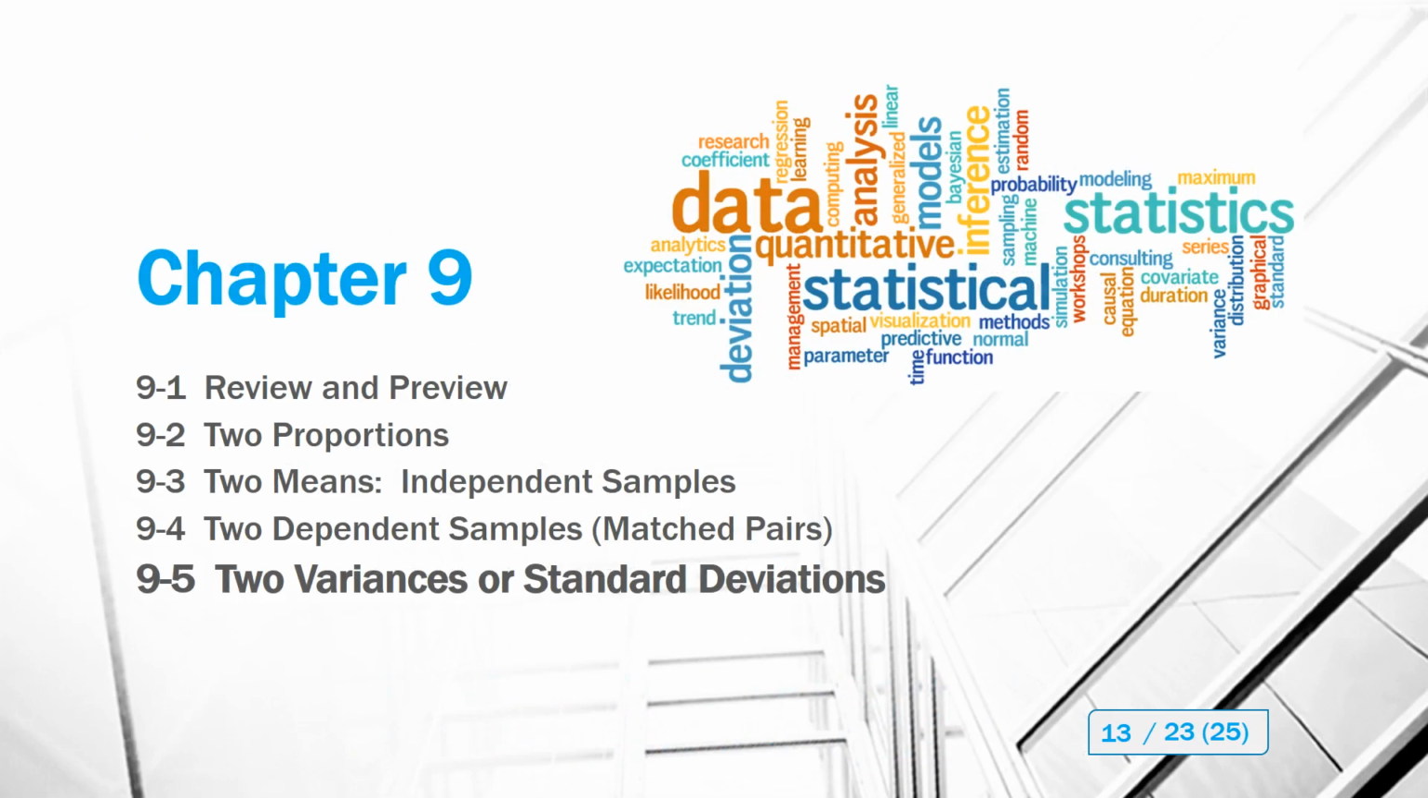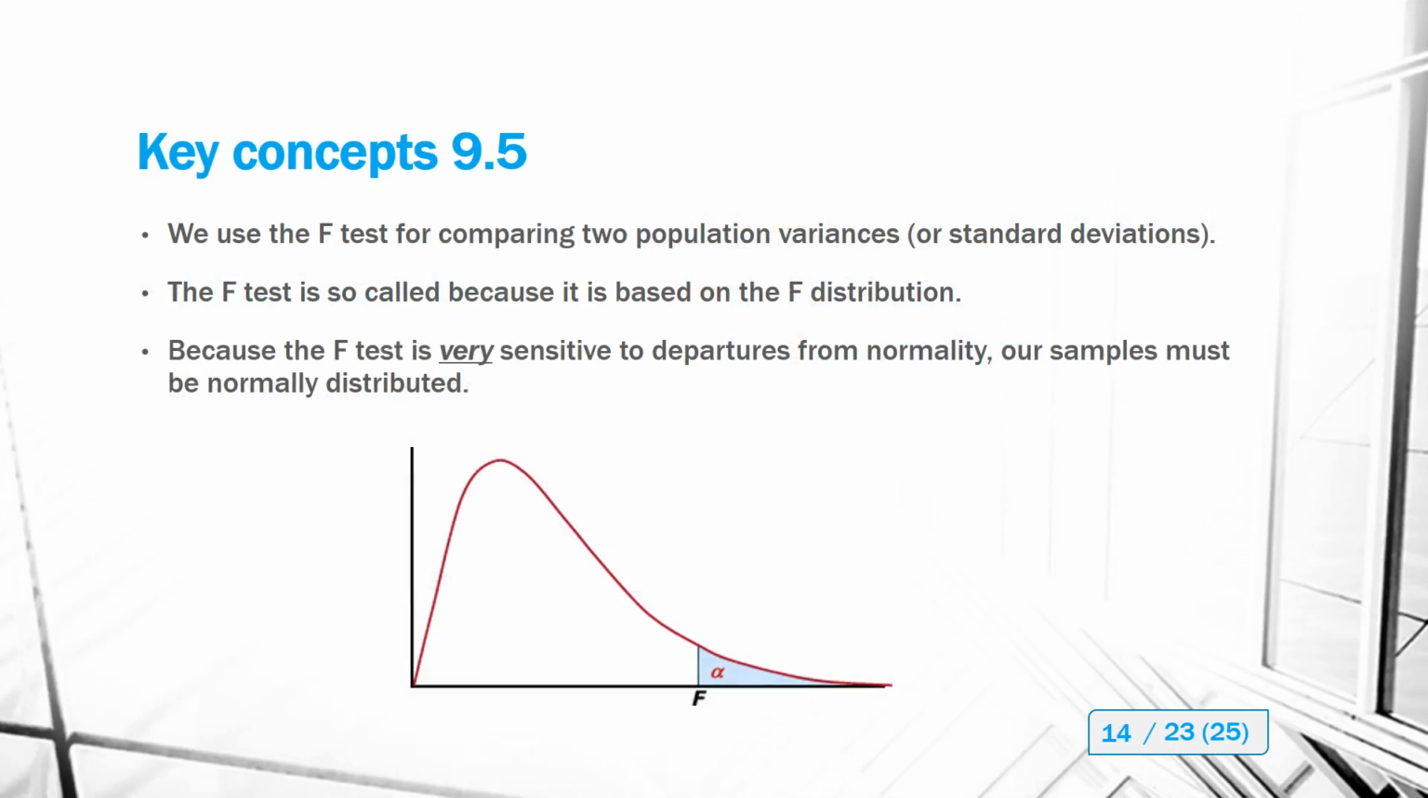That brings us to the end of the 4th section in Chapter 9. So now let's tackle the last section, talking about two variances or standard deviations. When we're evaluating two population variances or standard deviations, we're going to be using what's called an F-test. The F-test is so called because it's based on the F distribution.